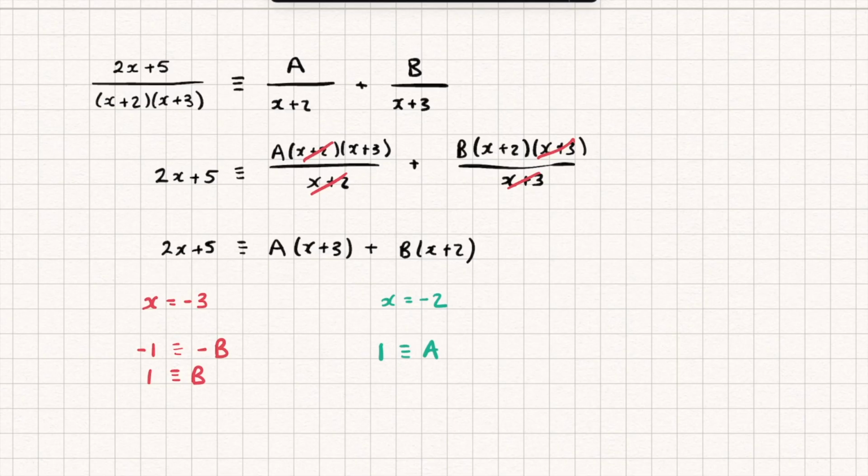Now, the reason we can do this substitution is because we're using an identity here, because it's true for all values of x. It doesn't matter what value of x you sub in, it will always be true, right?